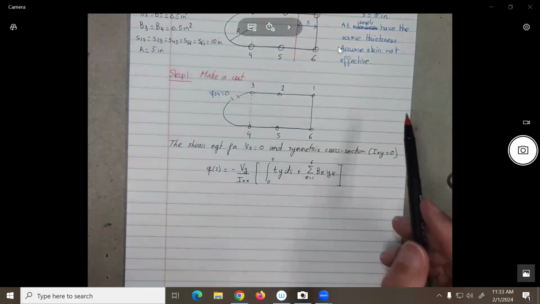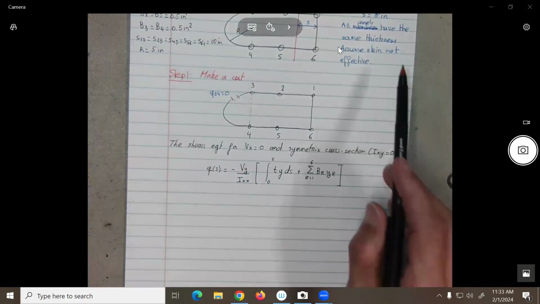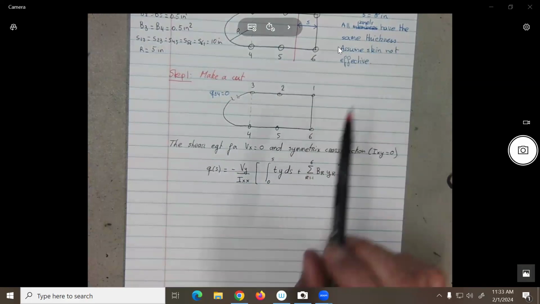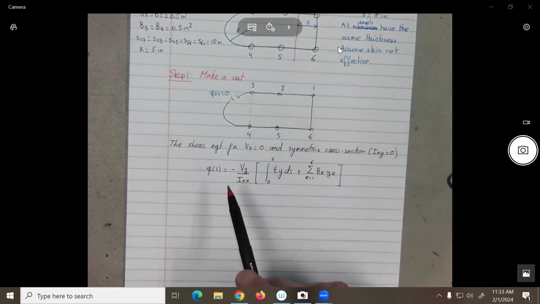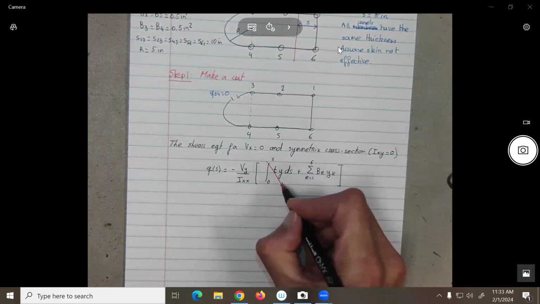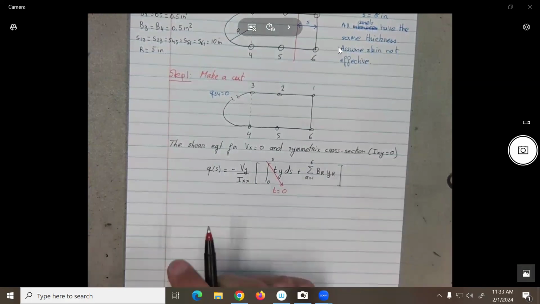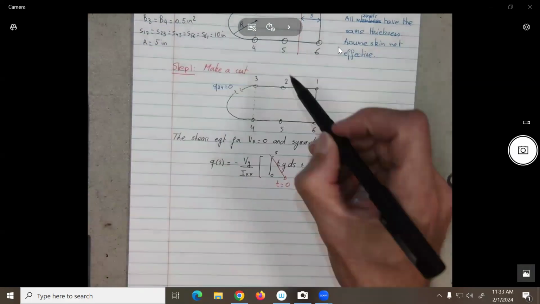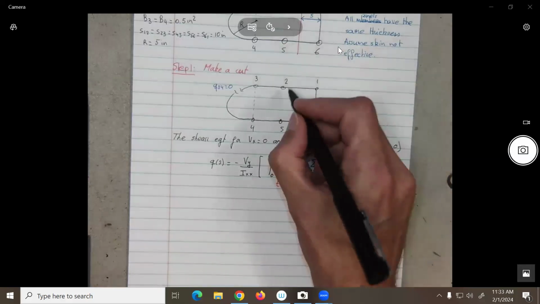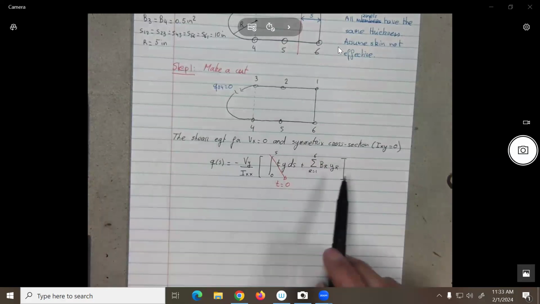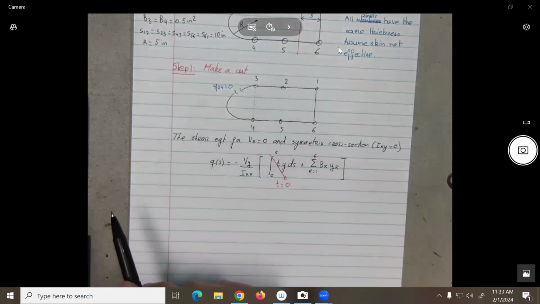So same as the example of last time. What do we see on the example last time? All panels have the same thickness and assume skin not effective. So if we assume the skin not effective, what does that mean about this term? We say that is 0 because we assume that t is 0. So we assume that all the shear is resisted by what? By the booms, or the stiffeners, 1 through 6, correct?